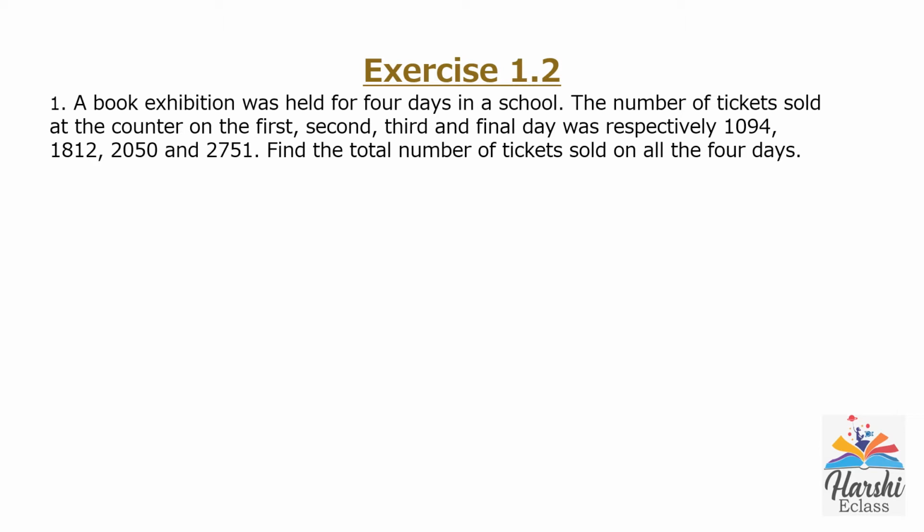Here data of the exhibition was given, that is completely 4 days data was given here. We will write the statements according to that. The first statement will be number of tickets sold on the first day, that is 1094, and second statement number of tickets sold on the second day, that is equals to 1812. After that, number of tickets sold on third day is equal to 2050. The number of tickets sold on final day, fourth day, it will be 2751. In this way, first we will write the statements.